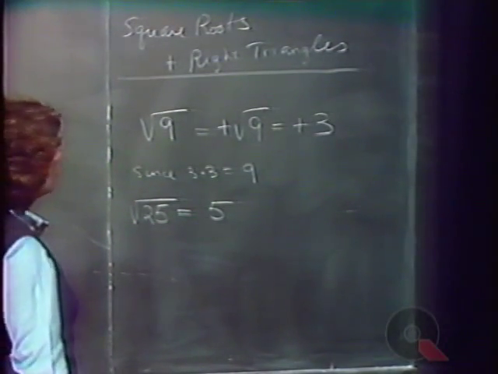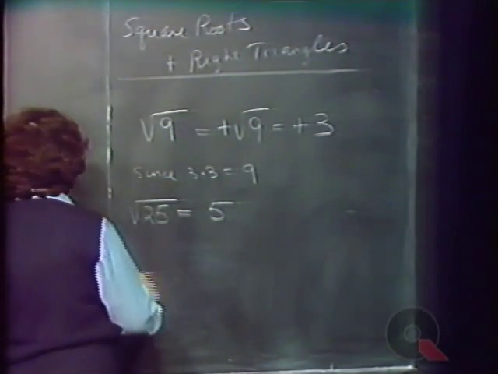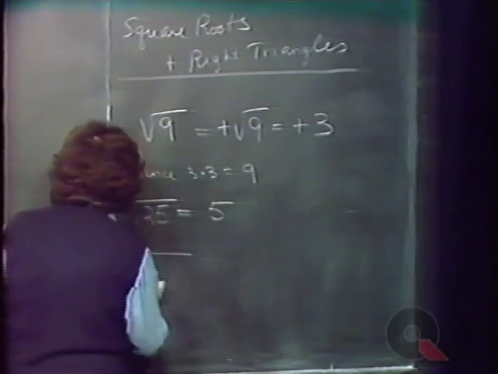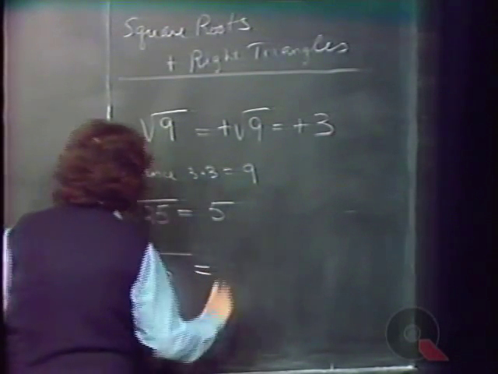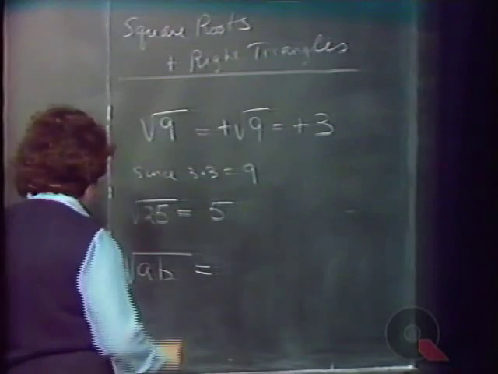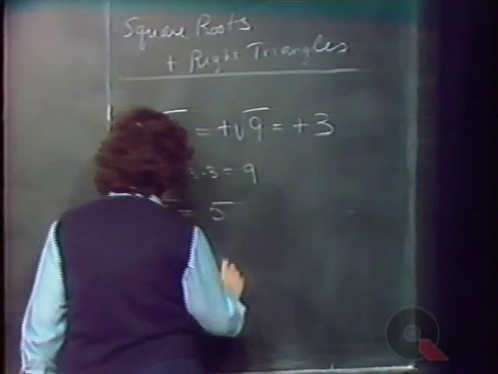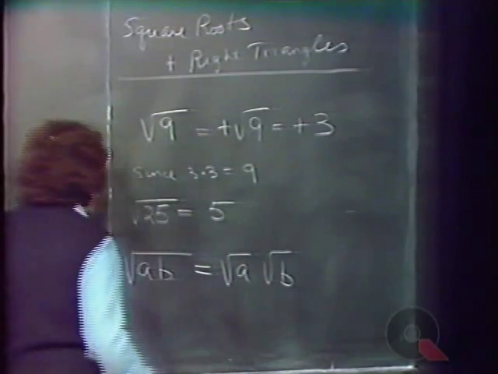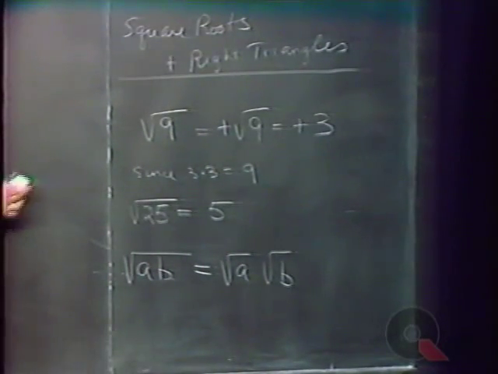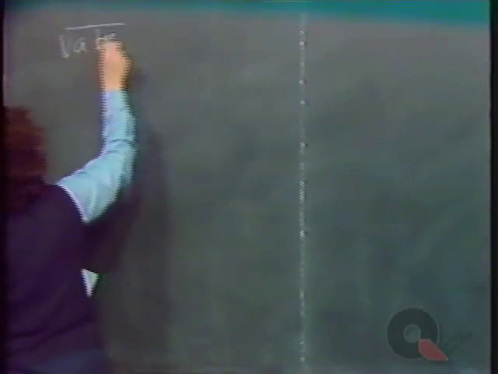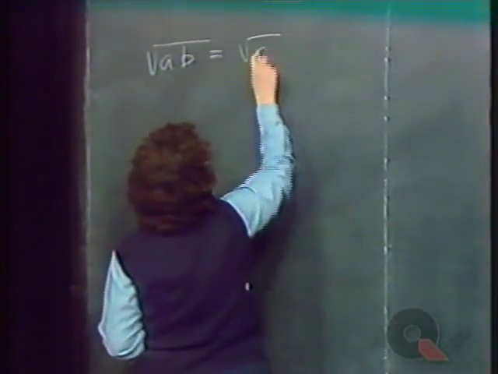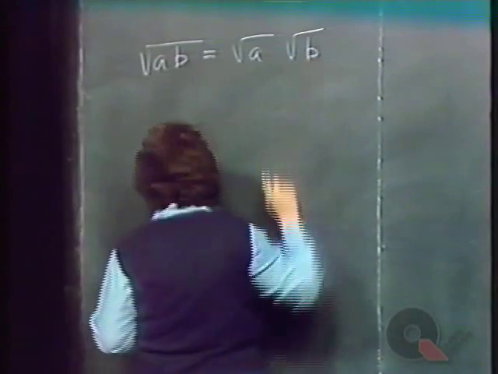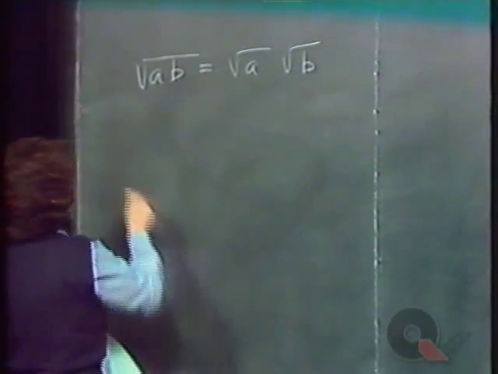We have certain rules for working with square roots. The square root of a product is the product of the square roots of the factors. The square root of a, b is the square root of a times the square root of b. We're assuming, of course, that the numbers here are all positive numbers. Just rewrite that over here. The square root of AB is the square root of A times the square root of B.